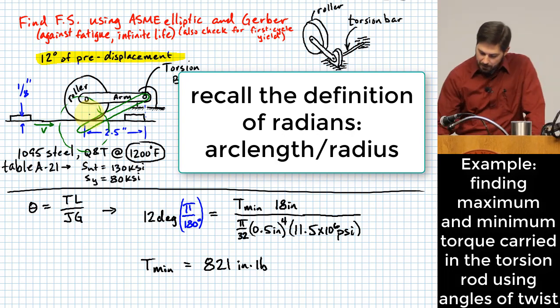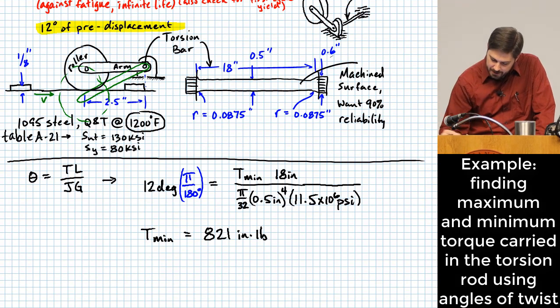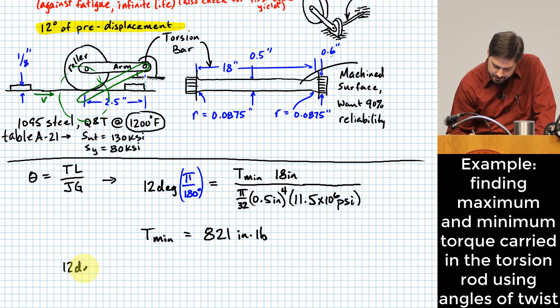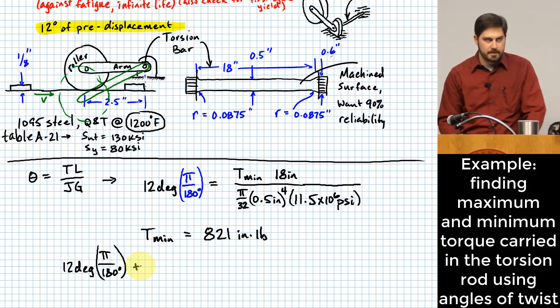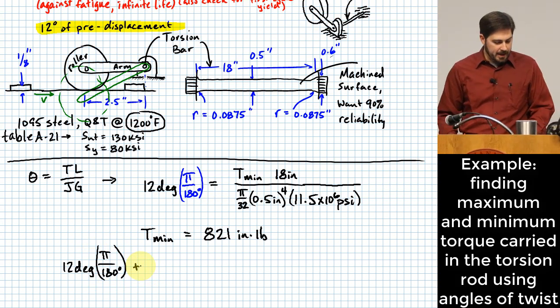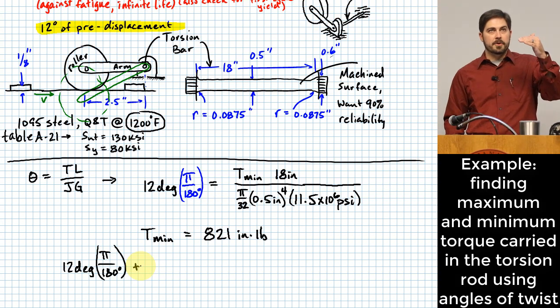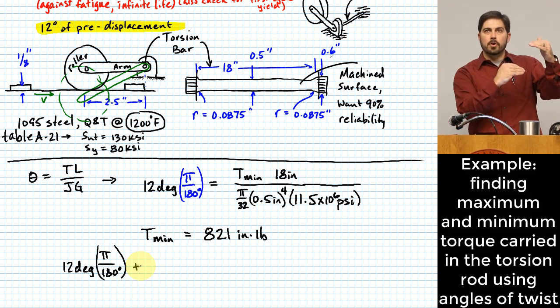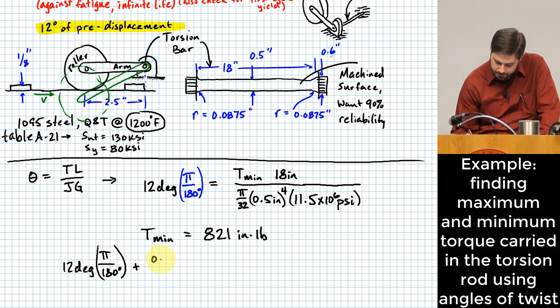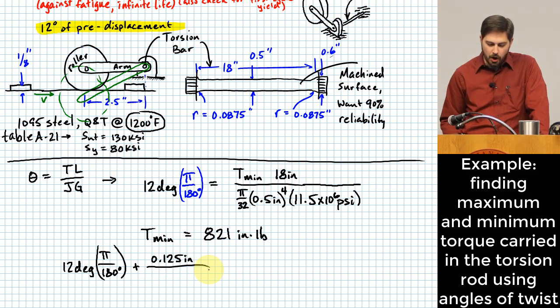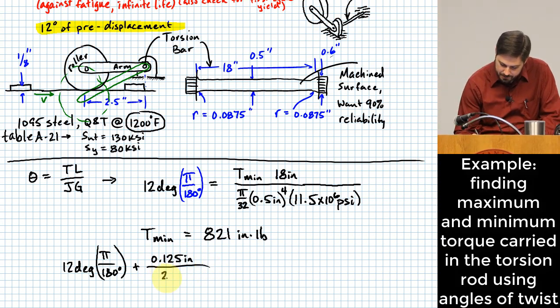So what I would do for this next part is say we are going to have 12 degrees times pi over 180 plus, again, the ratio of arc length over radius. And arc length, we can just use 1/8 of an inch, which is 0.125 inches, over the radius, which is 2.5 inches.